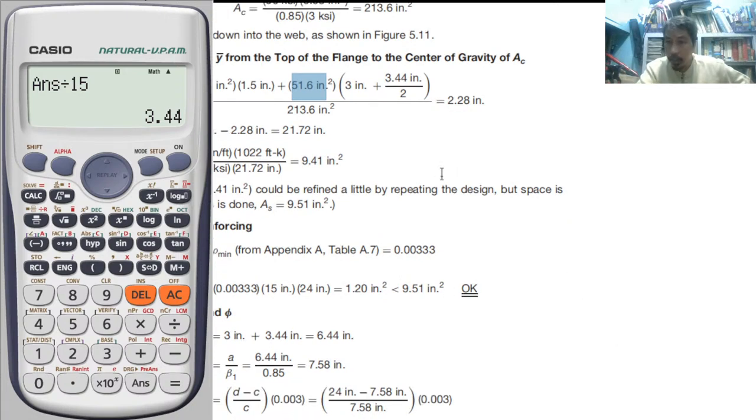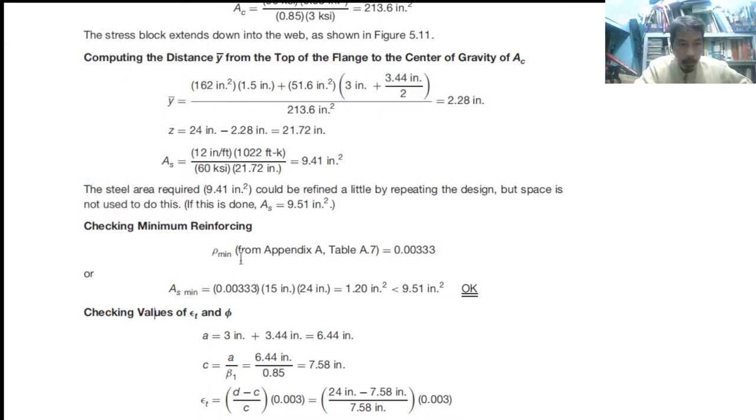Okay? So I am explaining to you line by line, step by step. How did you arrive at 51.6? There is no computation. So multiply by this centroid. Therefore y bar, you have 2.28. So you can just subtract d minus y bar, and we have 21.72. Therefore, we have AS is 9.41 using this value.